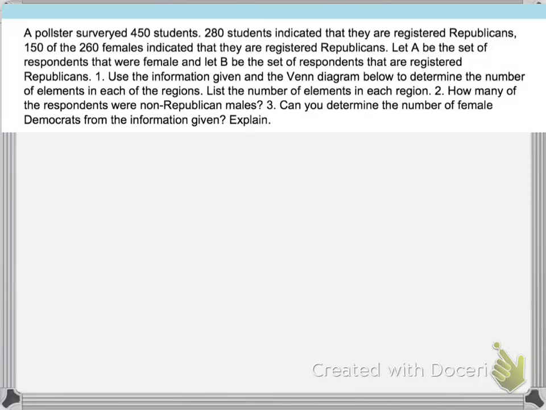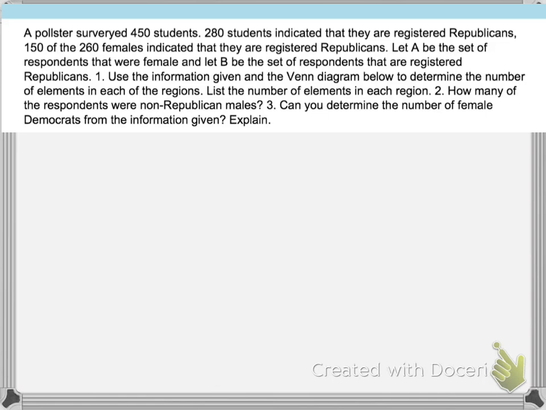Okay. In this problem, we're asked to set up a Venn diagram for this survey, and then use that Venn diagram to answer several questions about the survey. So we're told that a pollster surveyed 450 students. 280 said they were Republican. 150 of the 260 females also indicated they were Republicans.